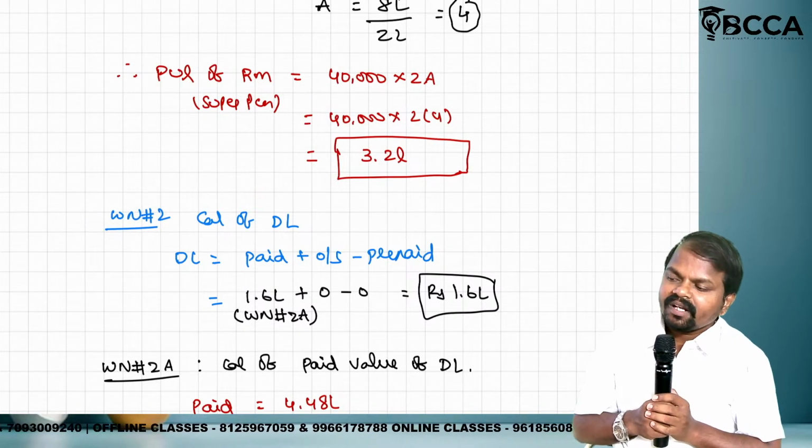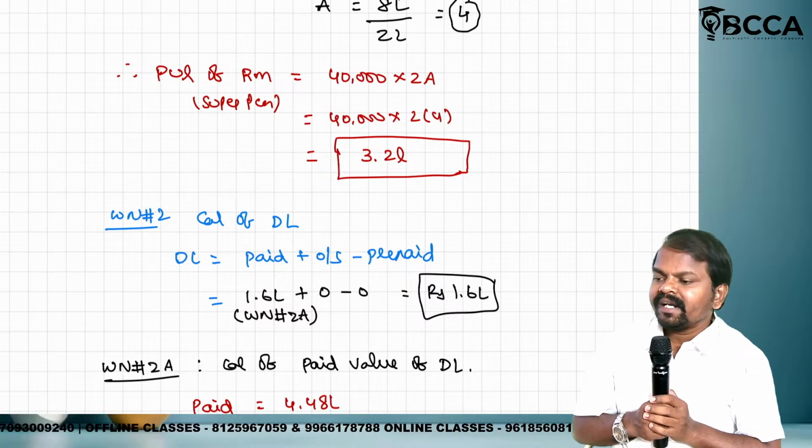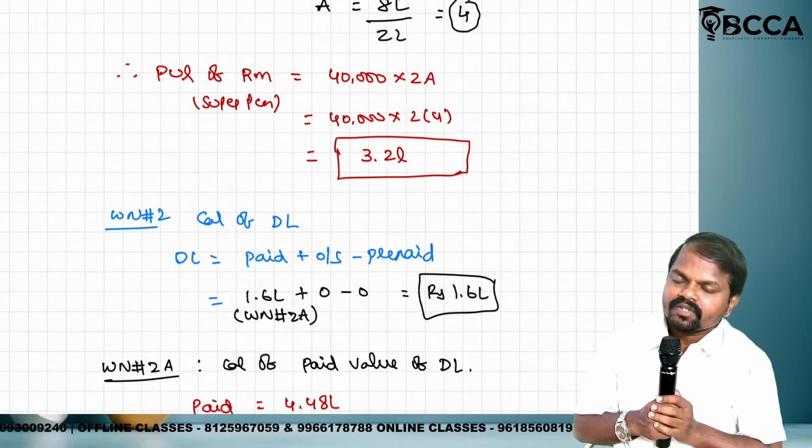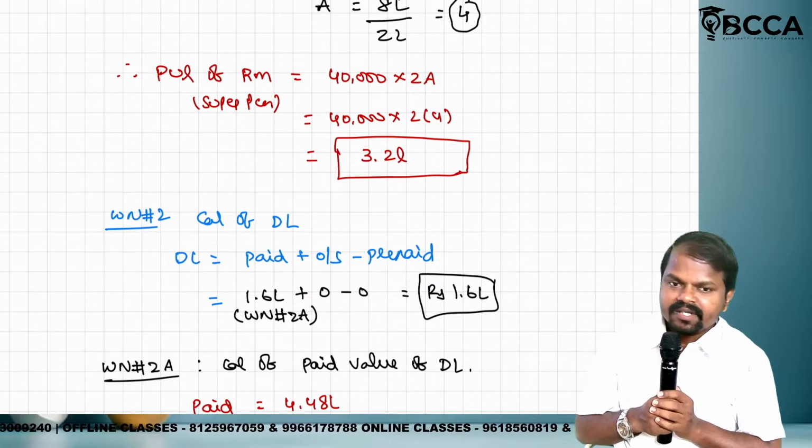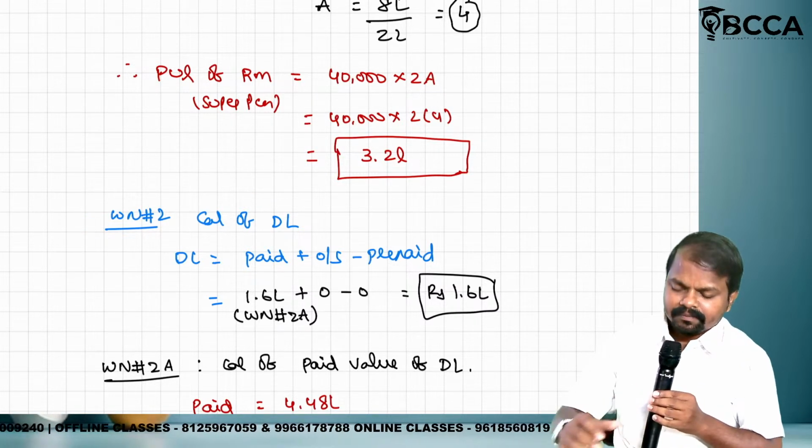Second line of cost sheet, direct labor. Direct labor is equal to paid plus outstanding minus prepaid. Is it clear? Yes. Next, sir.